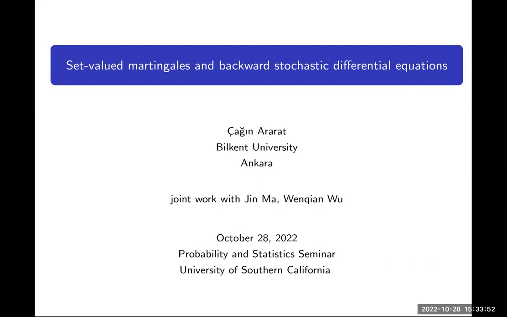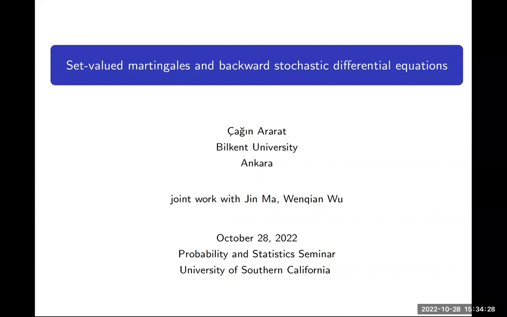So this is a joint work with Jin Ma, who is about to join us. I guess he was just giving some midterm. And also Wenqian, who was a PhD student here at USC with Jin Ma. And it's on set-valued stochastic analysis. This is our first work with Jin, and we initiated this work back in 2019, before the pandemic, when I was visiting USC for just 2 weeks.